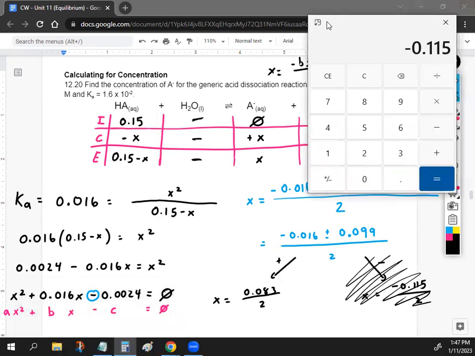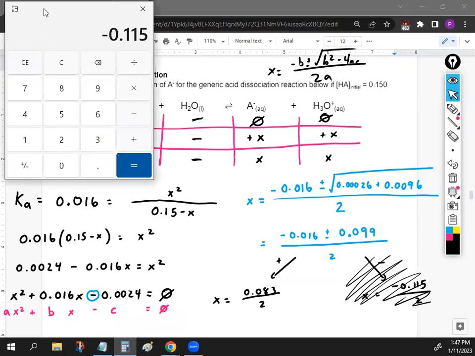So we're using the quadratic formula in this scenario. Can we just always assume that we're going to use the plus for the plus or minus? Not necessarily.